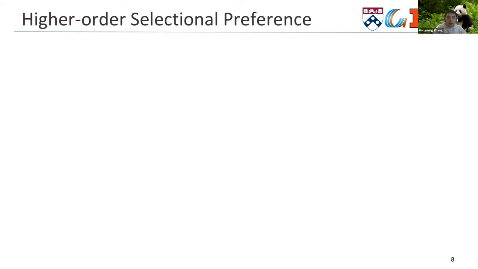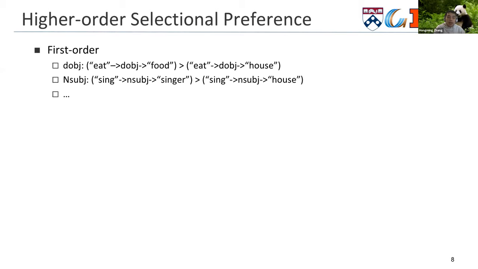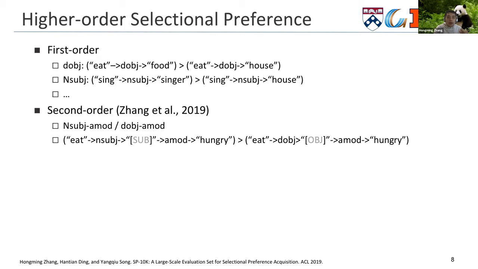Of course, these two kinds of relations are not enough to cover all the common sense knowledge. People start to extend the definition of selectional preference to other dependency relations, like the subject. For example, it is more likely for a singer or person to sing rather than the house. And then if you further extend the idea of selectional preference to second order, we can find out that there are some interesting preferences for humans for these verbs to the property of the subject or object.